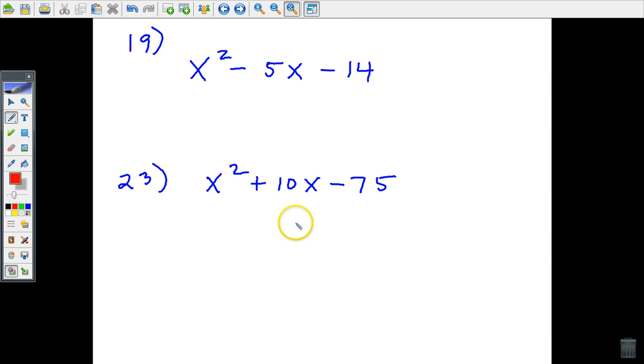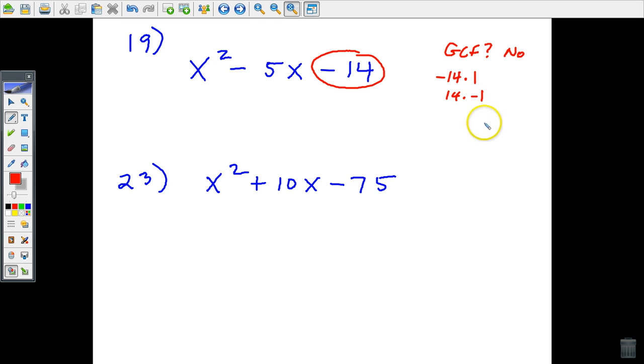Okay. Number 19, looking for a GCF first, always, but doesn't exist. Okay. So now I'm going to focus on the factors of negative 14. I could get negative 14 by doing this or this, but neither one of these added together would produce negative 5. These two factors added together would be negative 13. These would be positive 13, so I need to keep going.